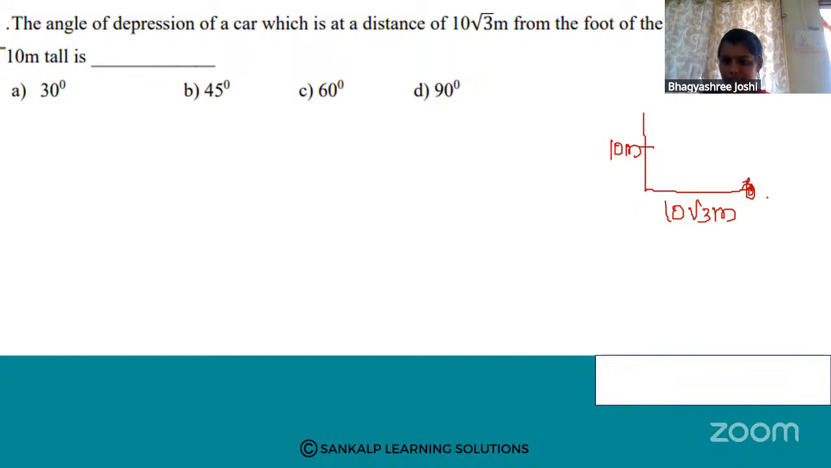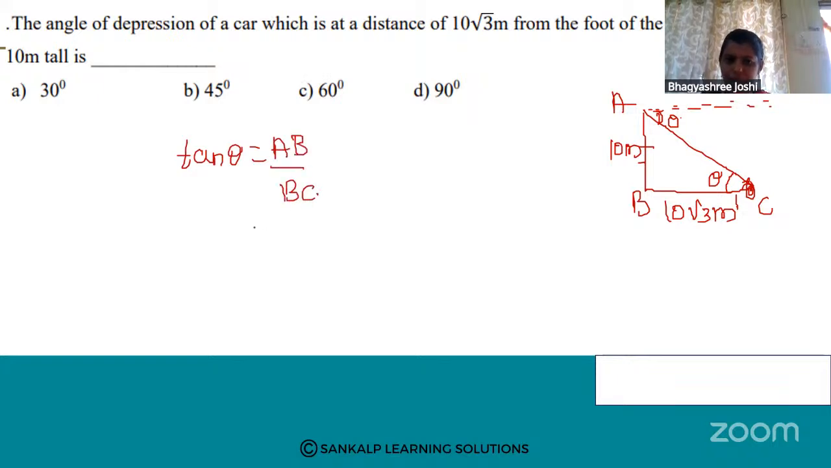And car is here. If you consider this is A, this is B and this is C, here it makes an angle of depression, theta. We need to find out the angle of depression of the car. If this is theta, then this is also theta because A and C are alternate angles. Now this is theta, so this is opposite side and this is adjacent side. Again tan theta is equal to AB divided by BC.